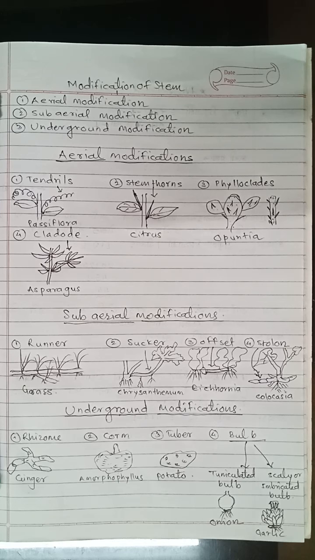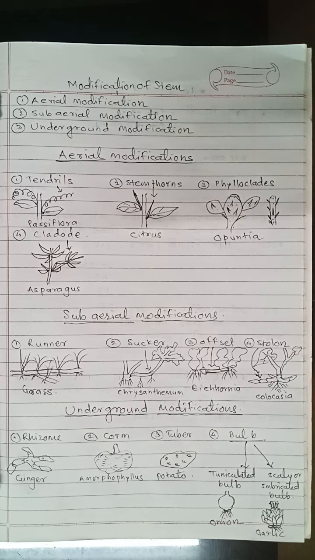Next modification is cladode. It is the aerial modification of stem of leaf-like structure branch having the length of only one internode. It is green, flat or cylindrical leaf-like structure which performs the photosynthesis. Example is asparagus.